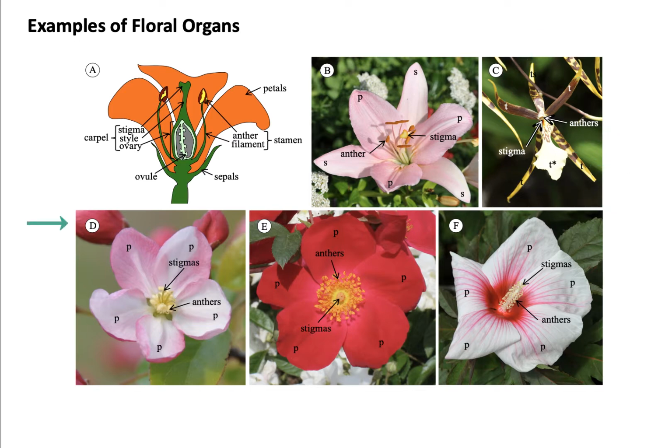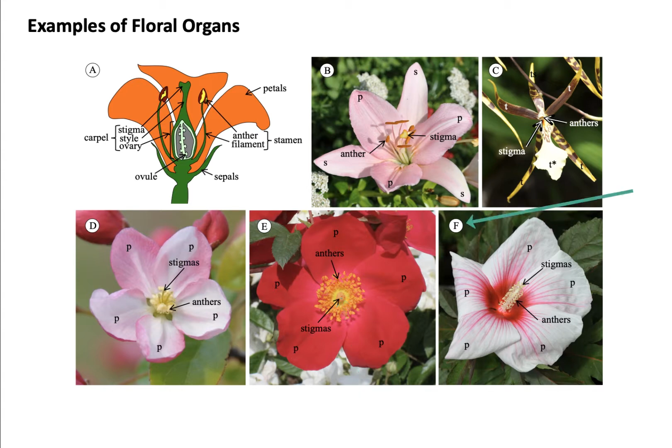Indeed, this is a flower from the Rosaceae. This is, I think, a pear tree. There are 5 petals, and you can't see them, but behind those are 5 sepals, and then there are 5 anthers and a stigma. This is from a rose plant, and you can see the 5 petals. Behind that are the 5 sepals, and then multiple anthers and stigmas.